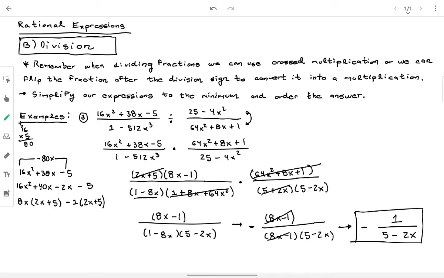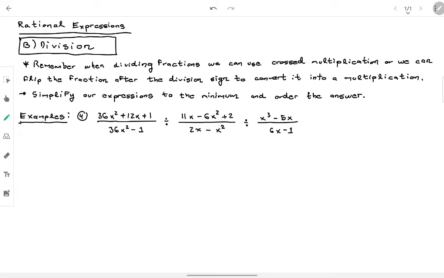So let's see one last example. So let's see this exercise. Remember, those that are after a division sign, we can flip it in order to convert it to a multiplication. So let's see, the first one stays the same. 6x squared plus 12x plus 1, all of it divided by 36x squared minus 1.